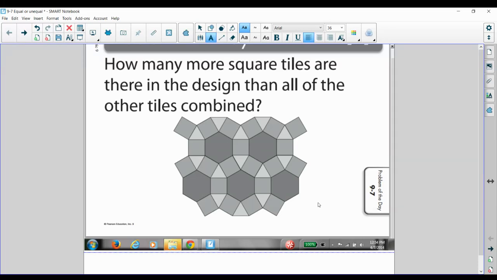We are going to be working on lesson 7, equal or unequal today. First of all, we're going to start out with a problem of the day. How many more square tiles are there in the design than all of the other tiles combined? I'm not going to answer this question.